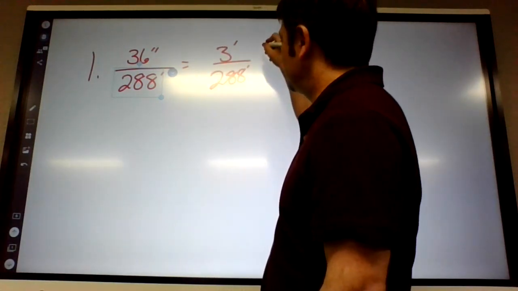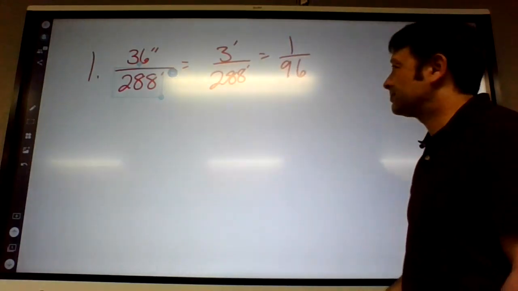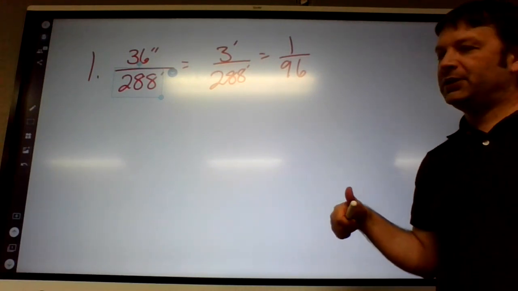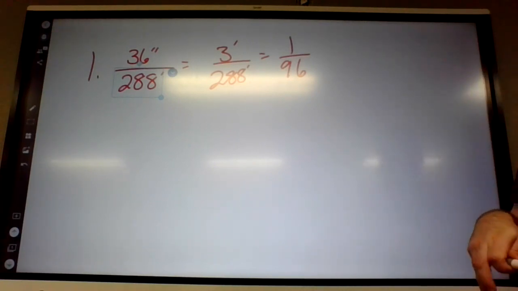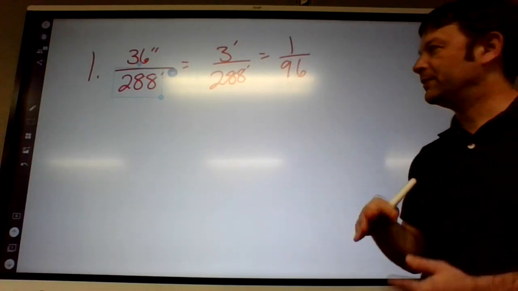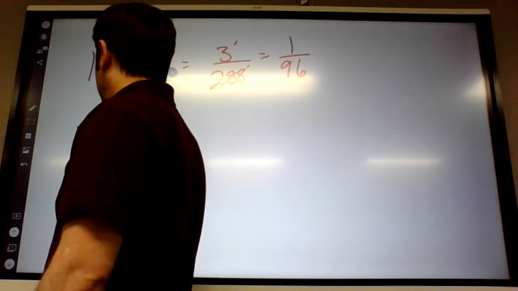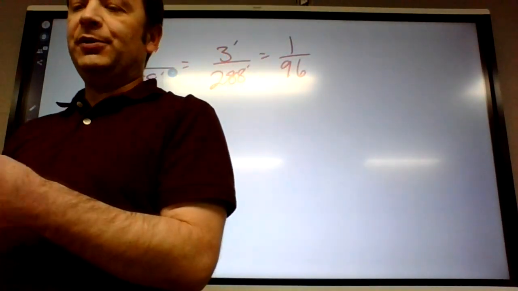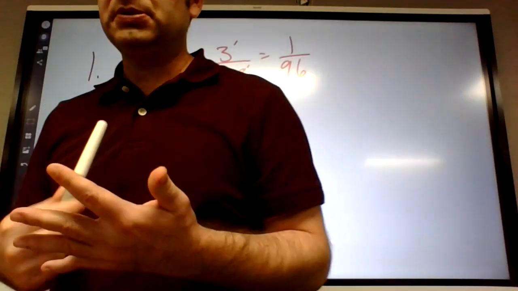Does that reduce? Yeah, it does. 1 to 96. Which basically means the Capitol State Building is 96 times taller than the little model of the building is. All the dimensions are 96 times. Okay, if you can reduce any of these ratios, you do need to, like on number 2.